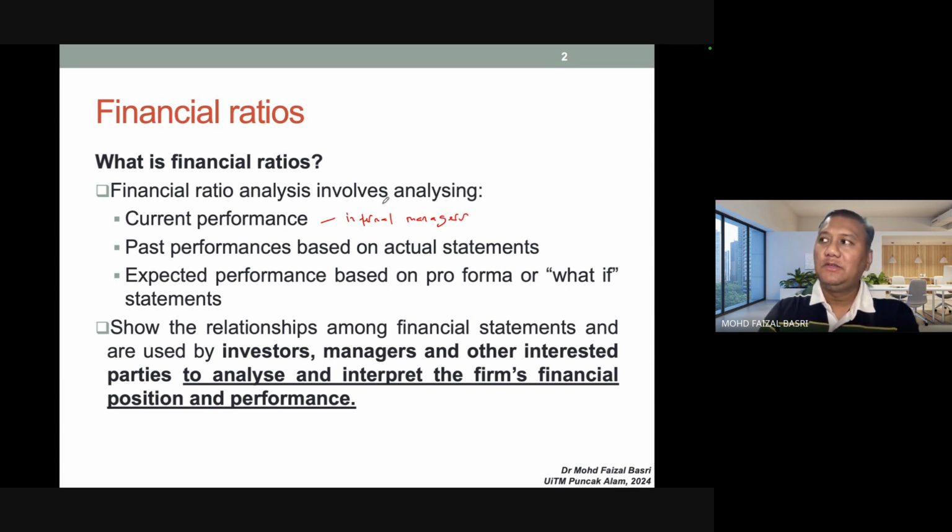Okay, for example now it is 2024, so the company does not need to release current performance yet. Maybe they will release some quarterly reports and whatnot, but based on current performance, only internal managers can get that information. So when we talk about current performance in ratio analysis, only internal managers can access that. The majority of people, including the public, will use financial ratios based on these past performances, and obviously based on actual statements. So usually we can look at this from the annual report.